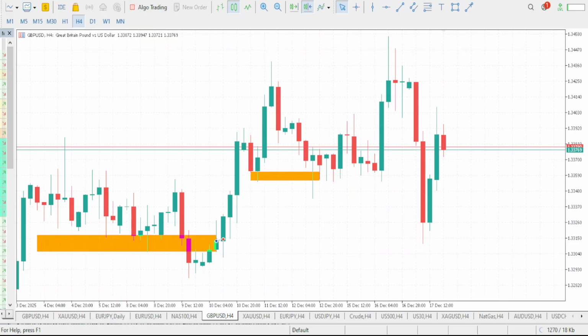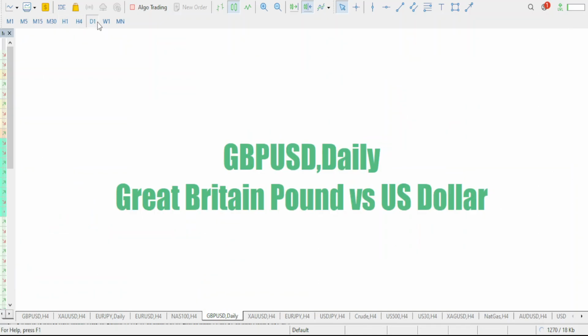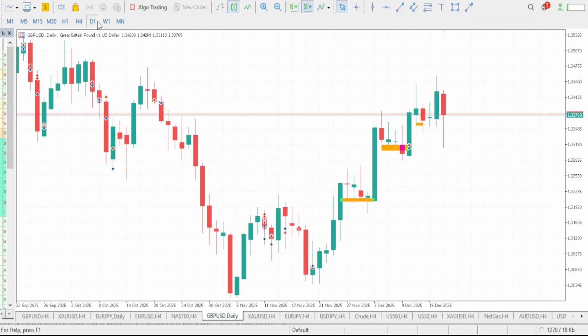Now let's see what we'll be expecting next on our GBP USD. In order for us to predict what GBP USD will be giving us, we need to go to the daily time frame and see what GBP USD is doing in order for us to understand the movement. Now let's start with our trend on GBP USD. We can clearly see that our GBP USD trend is in an uptrend move. So we are definitely on a bullish move.